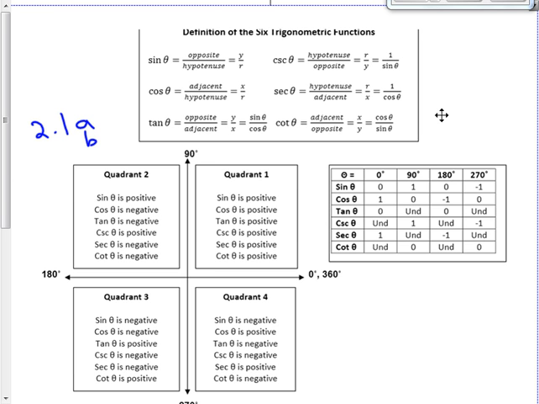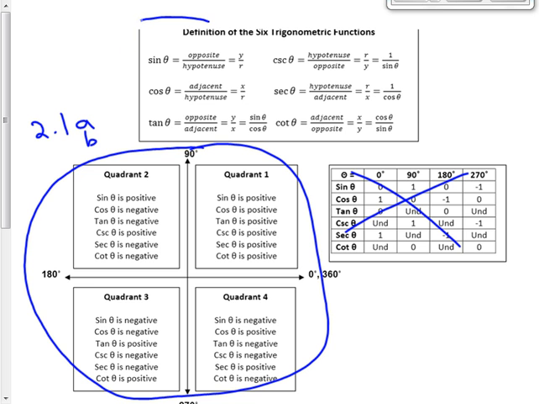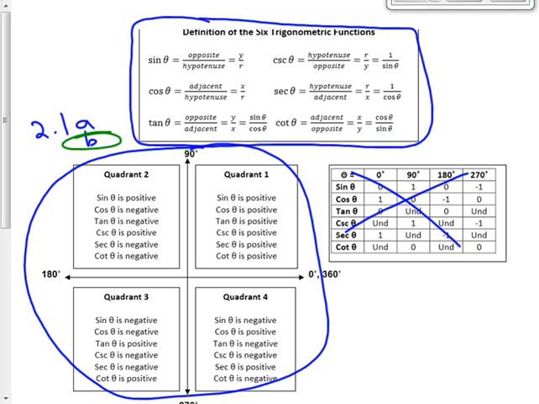Continuing with chapter 2, we looked in 2.1a. We took a look at all of this stuff. We didn't really use this, but we did use these 6 trig functions up here. Okay, so we did that in 2.1a. In part B here, now we're going to take a look.